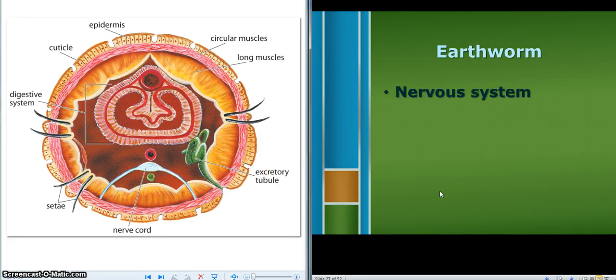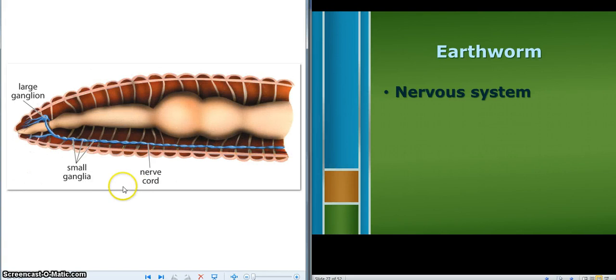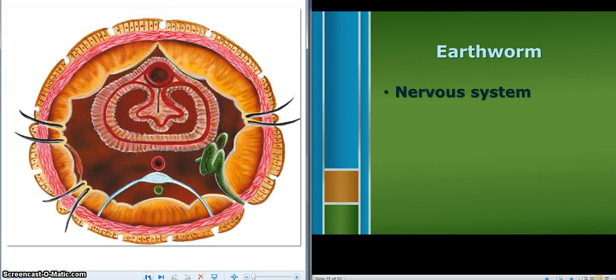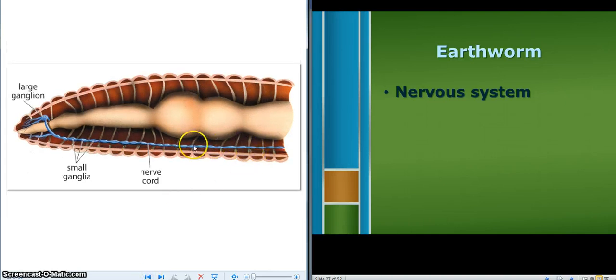Next, we talk about the earthworm's nervous system. We see the nerve cord running along here in this cutaway. If we go forward to the next slide, we see this nerve cord running along the entire base of the worm. Now, if we look at it from a cutaway, we see it right here, and it's going to be running lengthwise throughout that worm. There he is, the nerve cord.